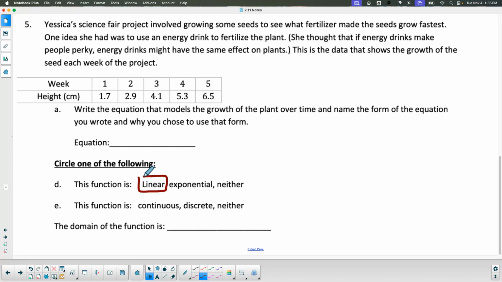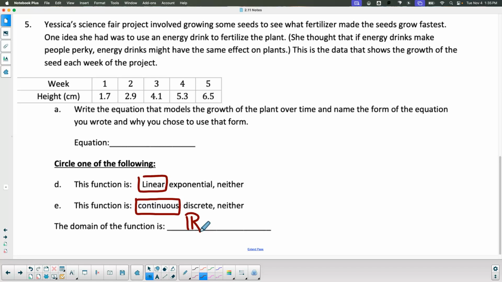Continuous. Exactly. It doesn't grow that 1.2 inch only on Tuesday of each week. So it would be continuous. Domain: all real numbers, with a restriction. What's my restriction? That I do not know yet. Okay, we'll come back to it.